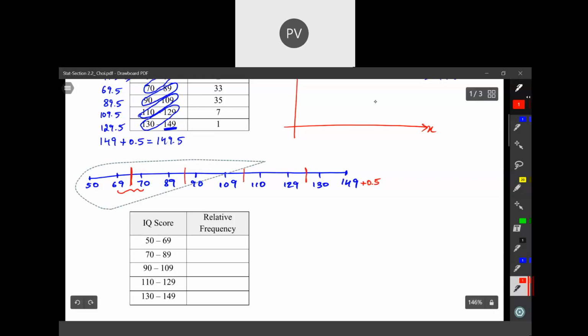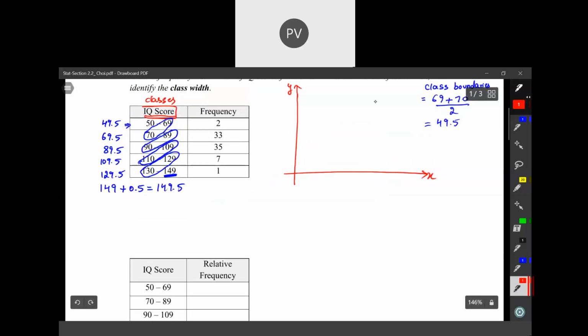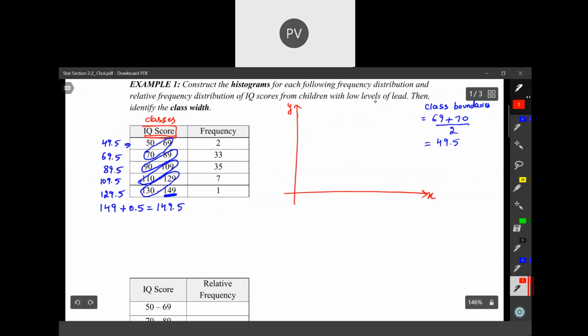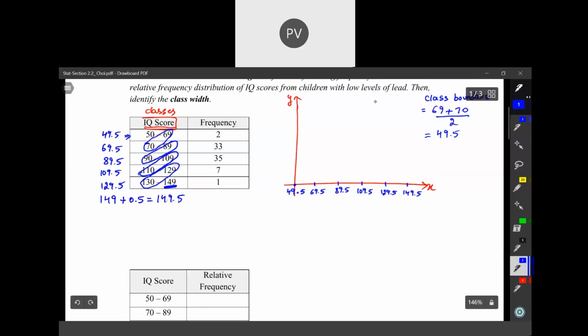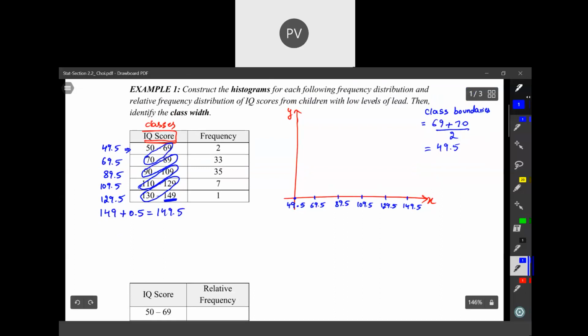So let's get back to the problem. Now we know the class boundaries, so we will be plotting them here on the line. This is the first point, 49.5. The next point is 69.5, 89.5, 109.5, 129.5, and the last value is 149.5. So this is your x-axis, which is nothing but classes, and the label for the classes in this example is IQ scores.